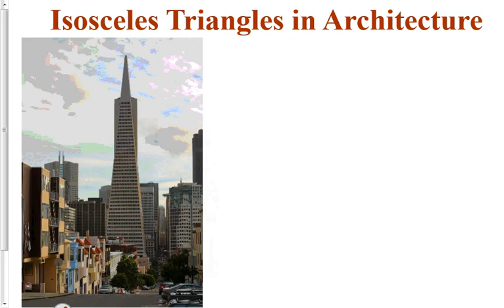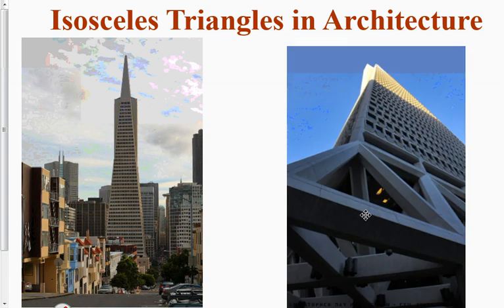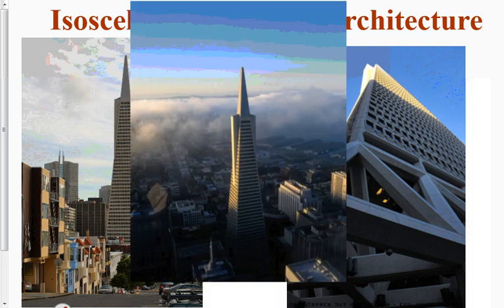So triangles, and isosceles triangles in particular, are very common in architecture. Triangle is a very strong shape, so it's used oftentimes in skyscrapers. So we see a couple pictures here. This is a skyscraper in San Francisco. Here's a different perspective of it from the bottom. You can see on the bottom of it, sort of the foundation of this building is itself an isosceles triangle. And there's a picture of it from the sky. Pretty impressive building for sure.